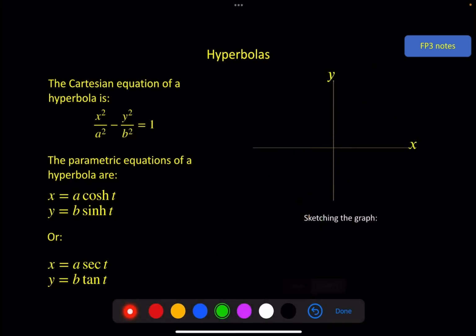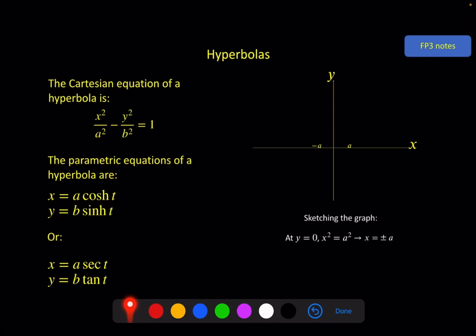Sketching the graph. To sketch the graph, we need some key points. The first key point is what happens when y equals 0. And if y is equal to 0, you can see that goes away. The a squared comes up, square root both sides, and we get x is equal to plus or minus a. So these are our intercepts on the x-axis.